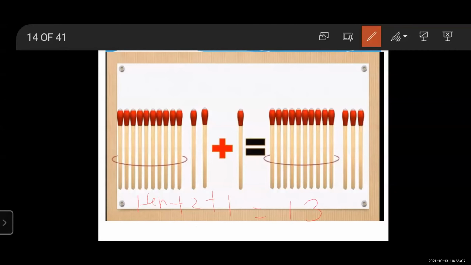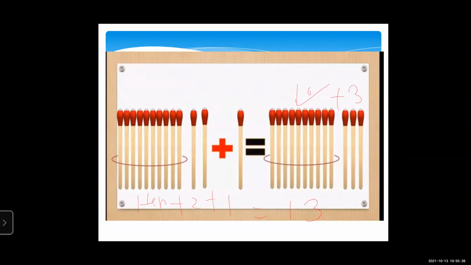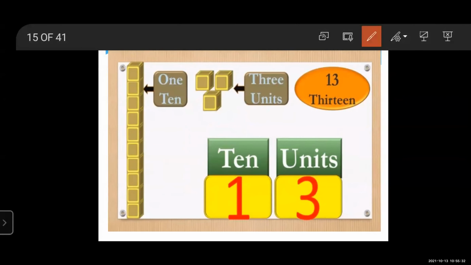Yes. See, the matchstick bundle is there, 10, and plus 3. So 10 plus 3 is equal to 13. Yes, see, these are the blocks, 10, and add 3 units. Add 3 units, that is called 13.